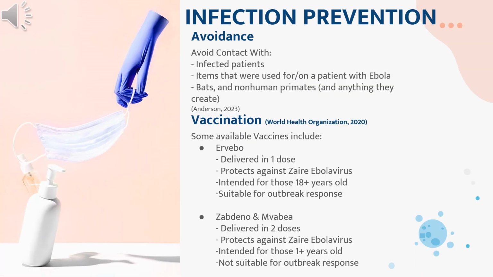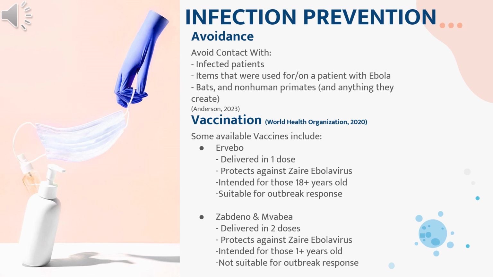There are multiple ways that we can prevent the spread of Ebola, beginning with avoidance. Whether you are a healthcare worker or a family member, it is important to avoid contact with the body fluids of infected patients. This can include any of the soiled items that were used for the patient, such as needles, blankets, clothing, or masks that may have come into contact with the patient or the patient's bodily fluids. Also, it is important to avoid bats, chimpanzees, and gorillas, along with anything they create, such as their meals, waste, or habitats. Secondly, it is important to get vaccinated for Ebola.